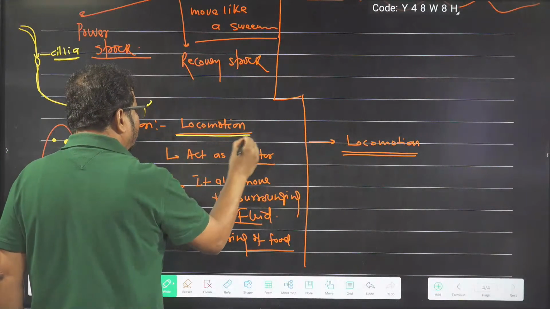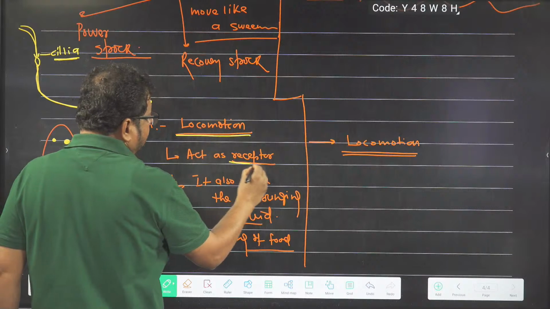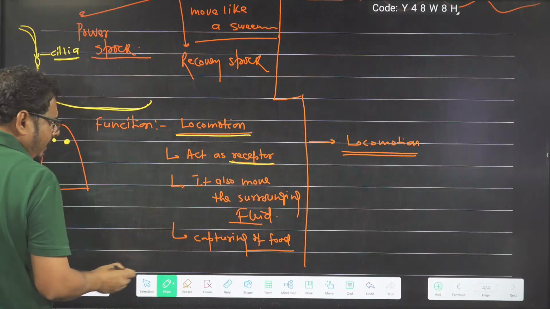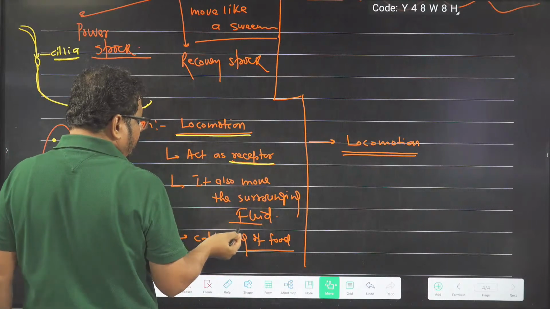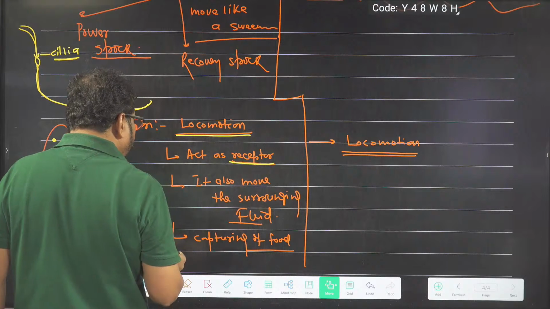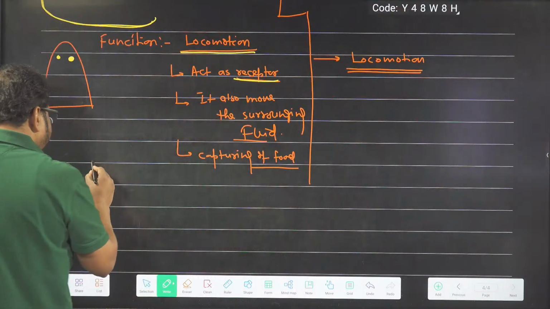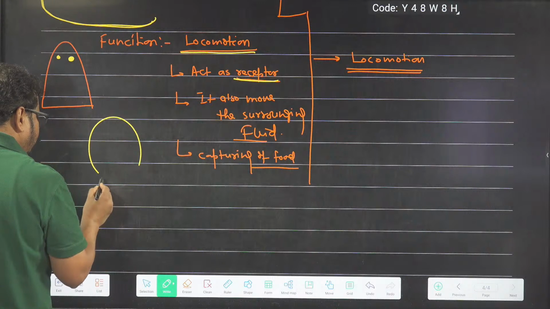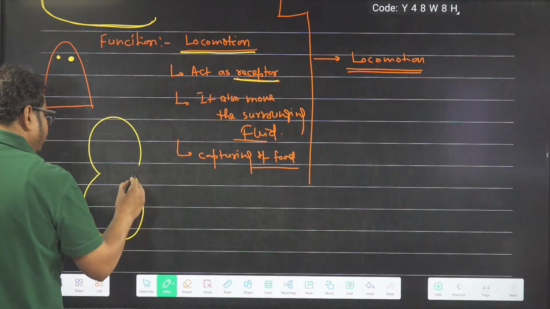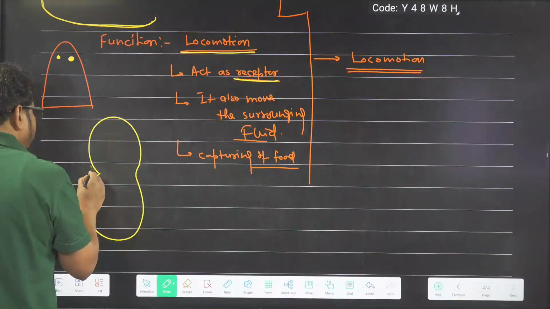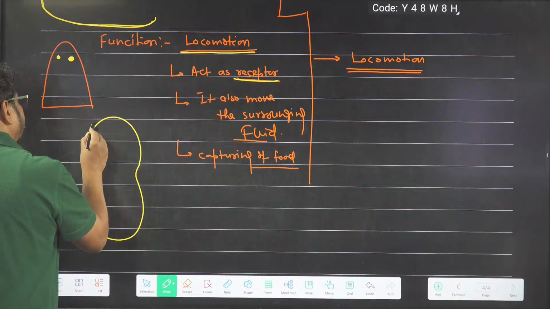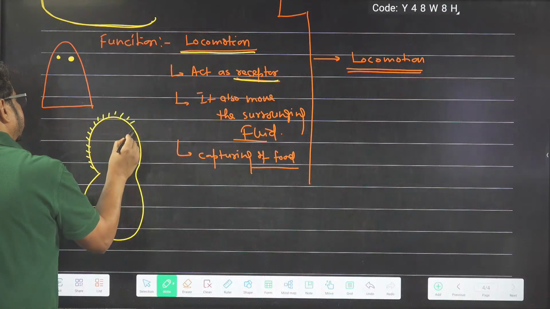It has a role in locomotion also. It acts as a receptor also. See, cilia are responsible for moving the surrounding fluid. I am telling you, you will understand. Suppose that it is a paramecium. You assume, just understand. It is a paramecium. So in paramecium, what do you find all over the body surface? Cilia are there.